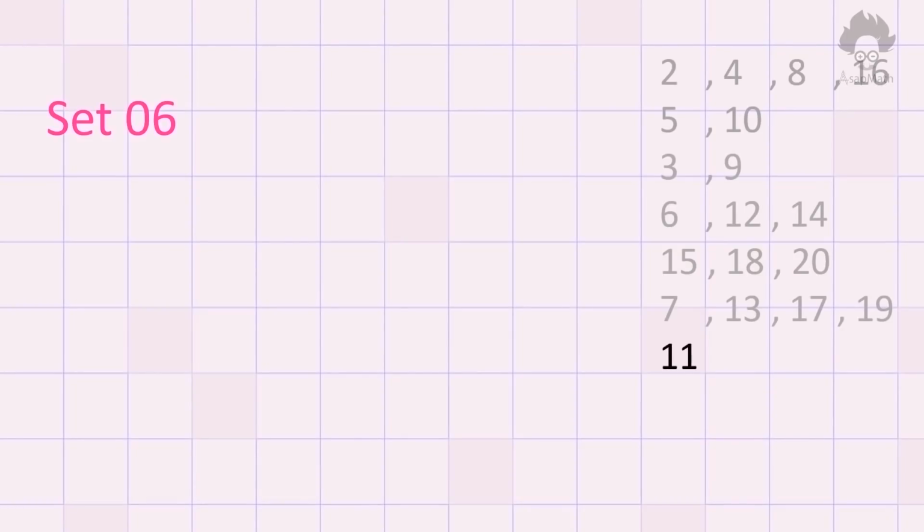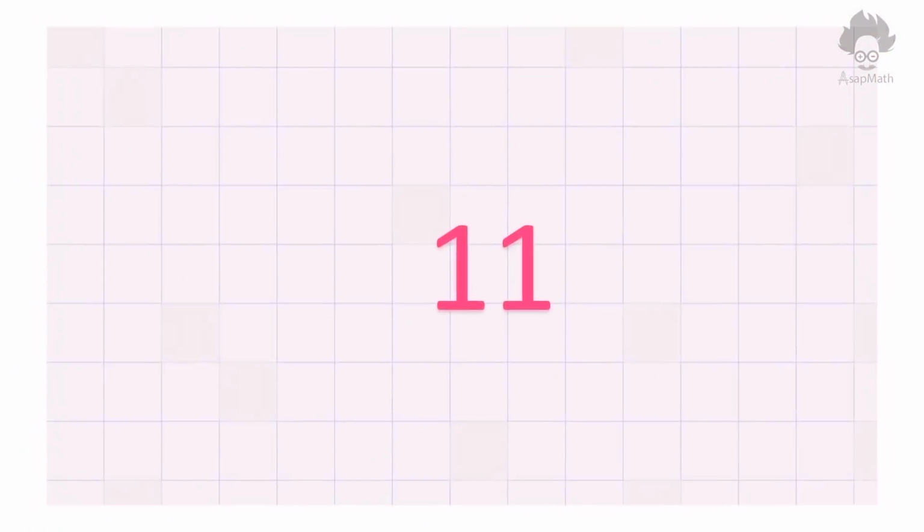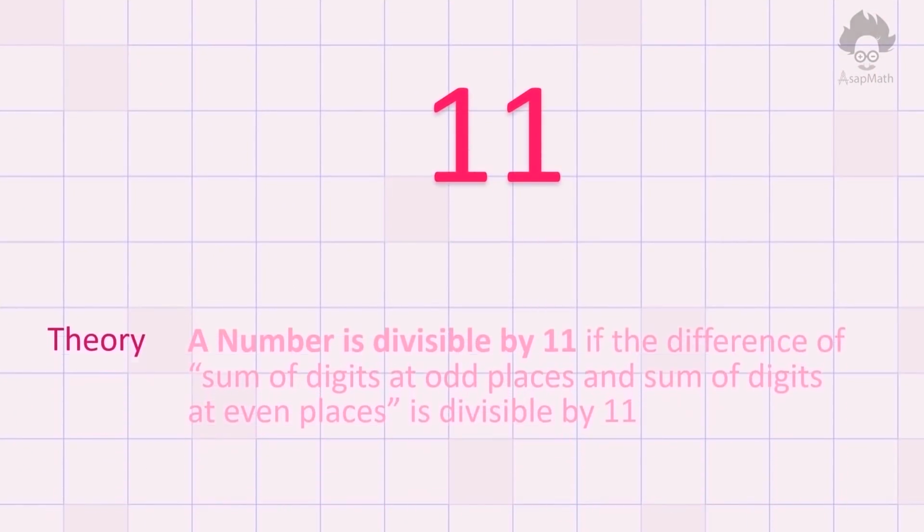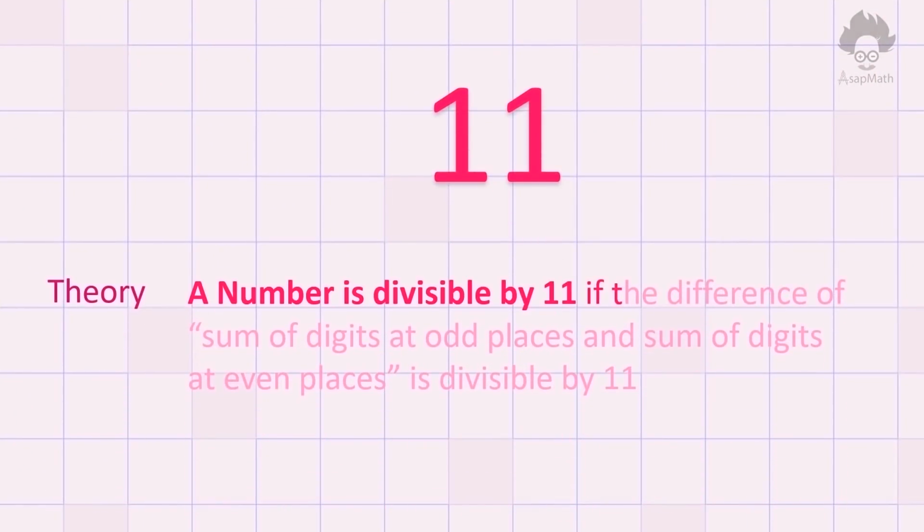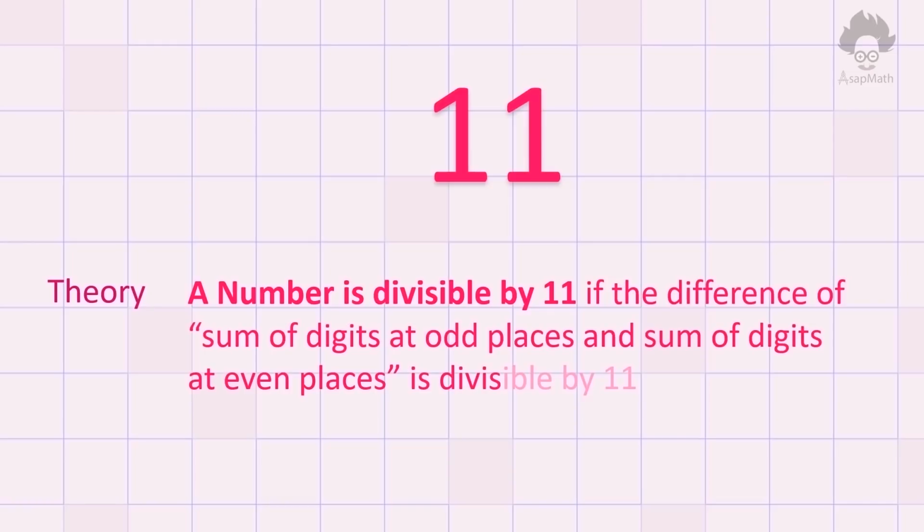The last set consists of the number 11. A number is divisible by 11 if the difference of the sum of digits at odd places and the sum of digits at even places is divisible by 11. Here we need to identify odd places and even places.